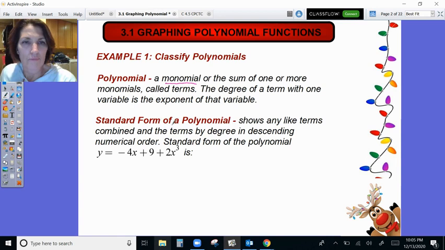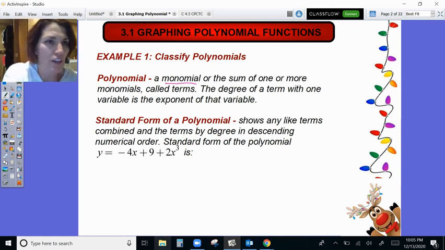A standard form of a polynomial always starts with the biggest degree first, and then works its way down. So it shows any like terms combined. You always get them combined together in like terms, and then we're going to put the highest degree first, and then descending in numerical order.